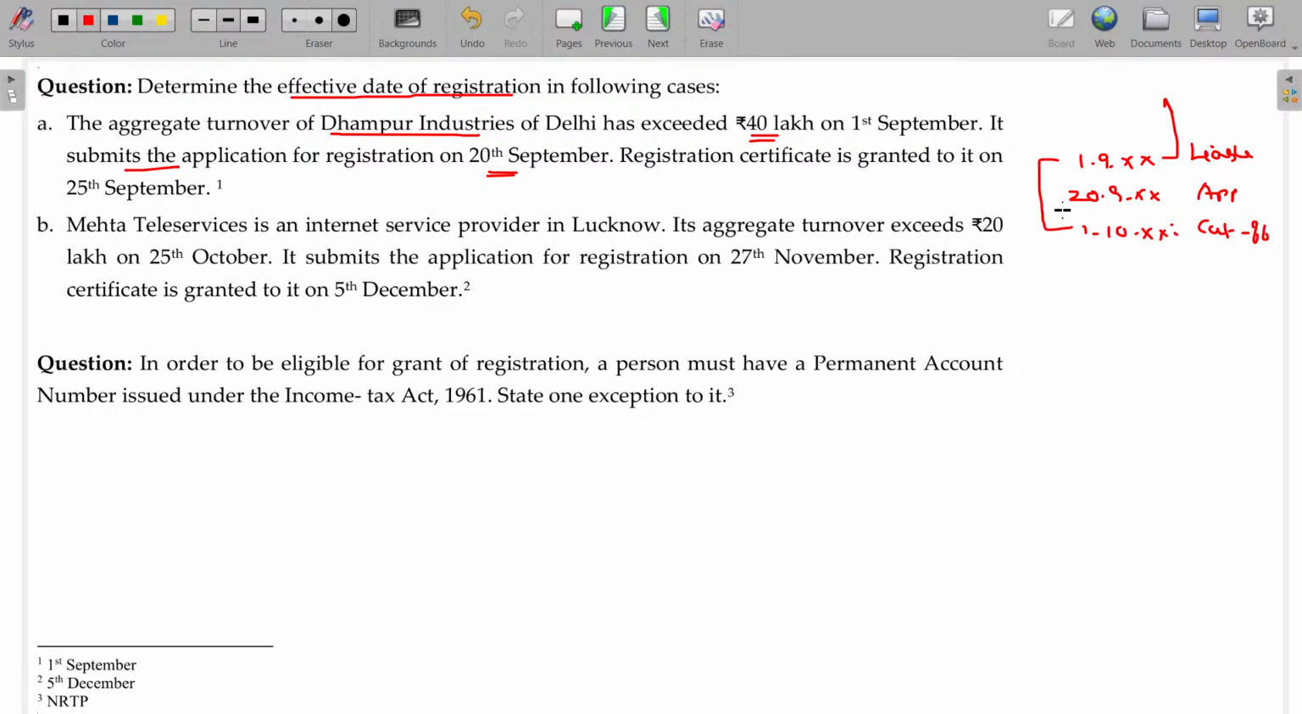So he has applied within the cutoff date and the registration certificate he received on 25th September. Then what is the effective date of registration? The date liable for registration will be the effective date of registration. Is that clear?